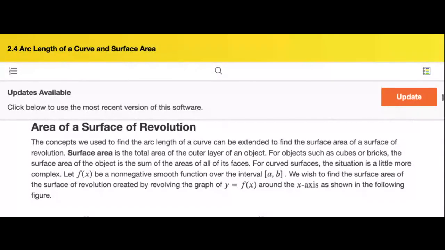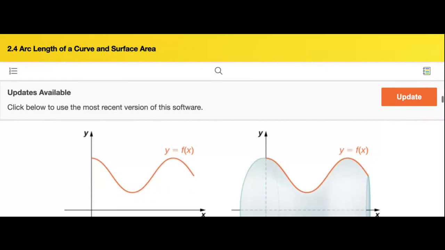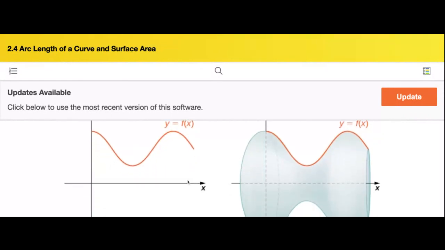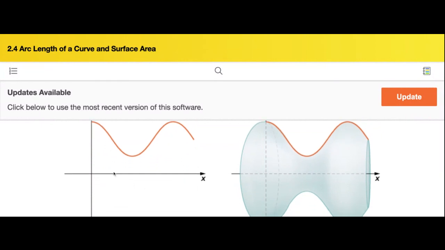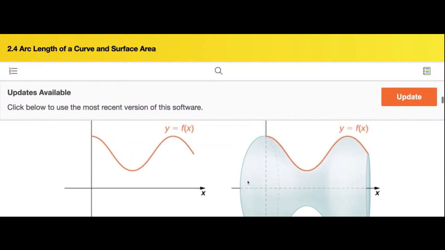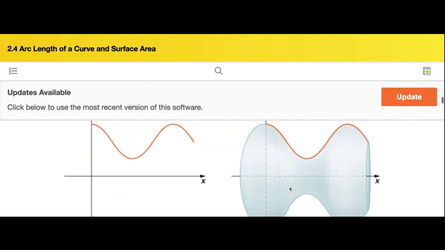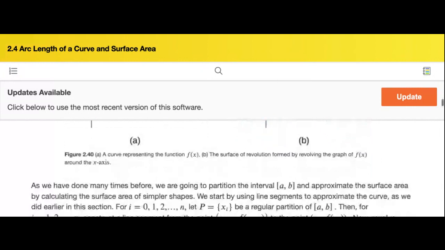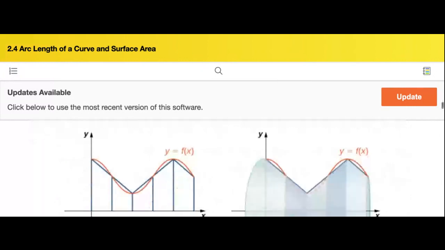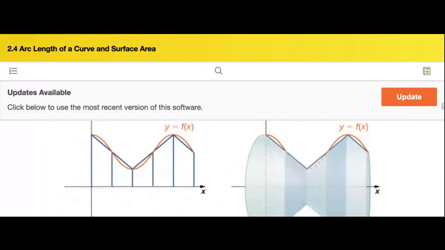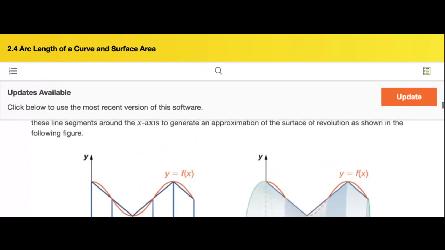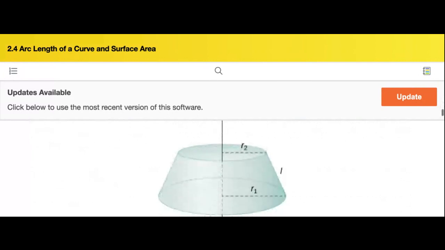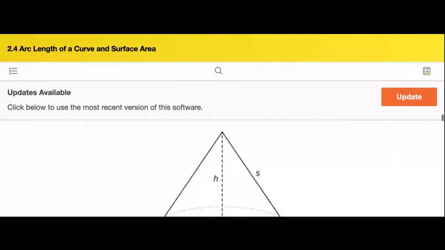Okay, area of a surface of revolution. So from a certain point to a certain point, if we revolve this region over the x-axis, we get a 3D object. I want to find a picture showing the surface.